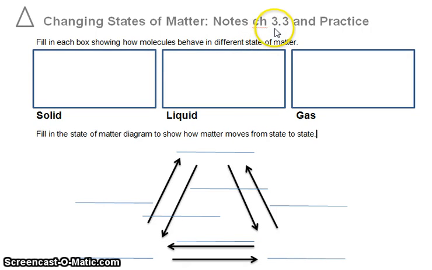So now check in your textbook for chapter 3.3. In that section, it talks more about what it is that causes matter to change from a solid to a liquid and a liquid to a gas.